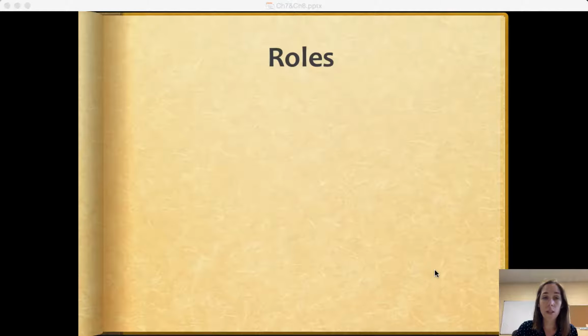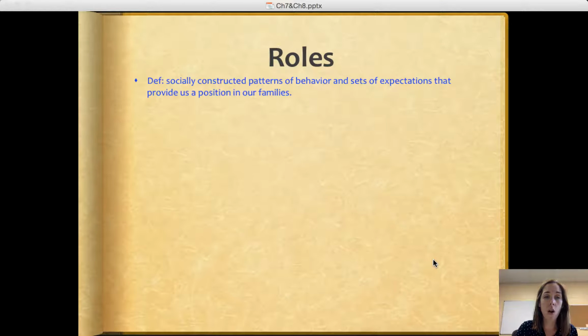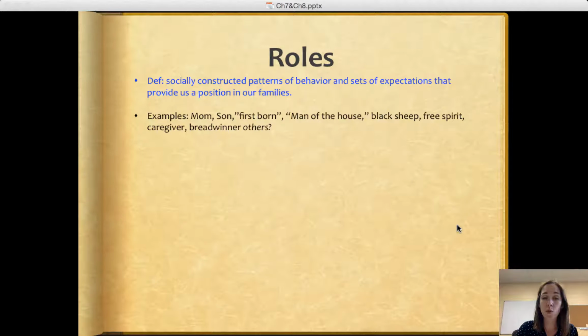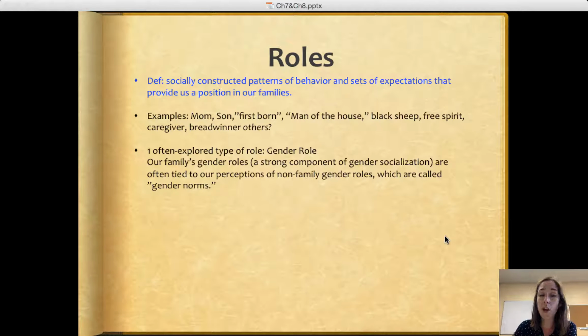Next, for roles, we see that roles are socially constructed patterns of behavior and sets of expectations that provide us a position in our families. So, examples of roles in the family are mom, son, firstborn, man of the house, black sheep, the one who's left out, free spirit. And when we talk about roles, gender roles are a common role that we can discuss.